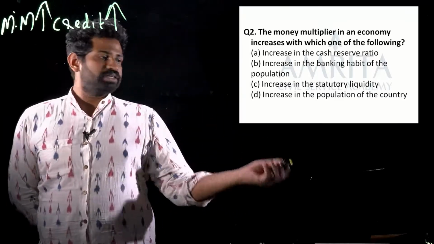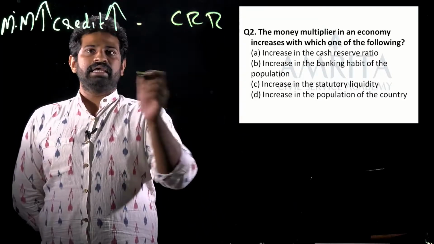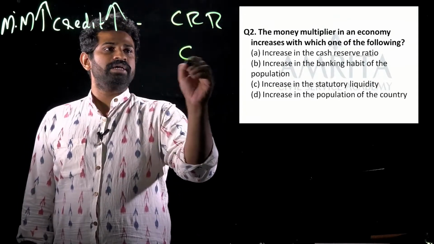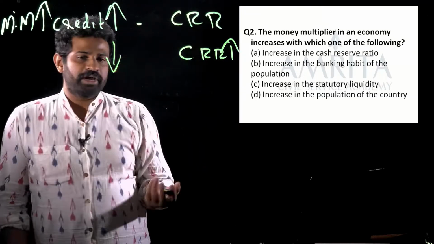So first option, if you look at it, CRR going up means this thing should go down. So maybe I'll write it here. CRR going up means this money available for credit should come down.